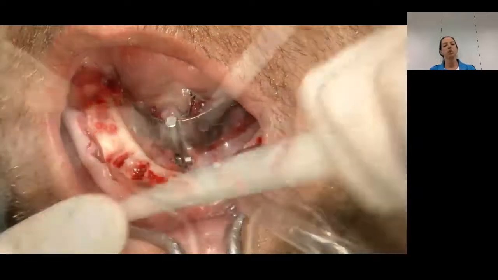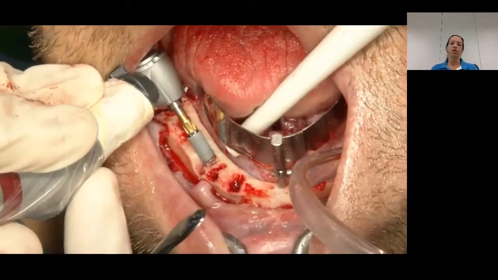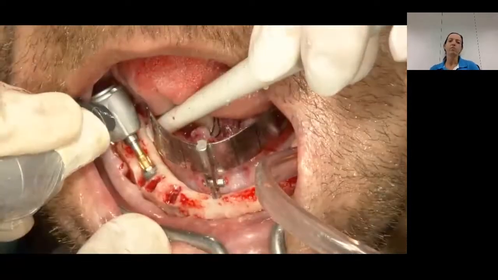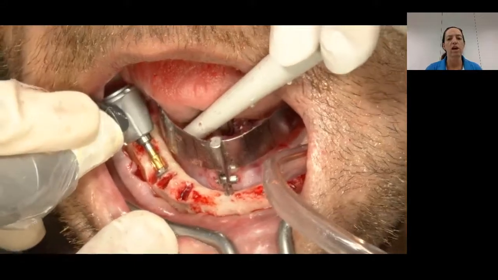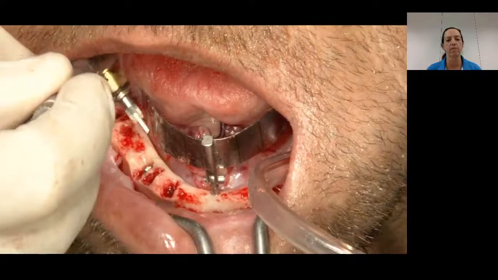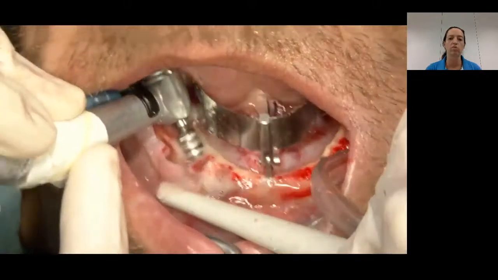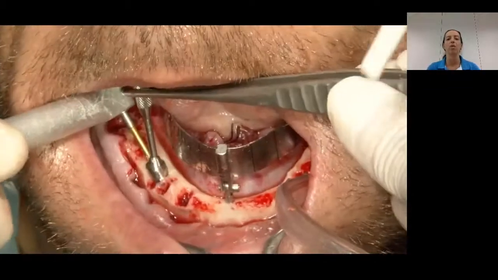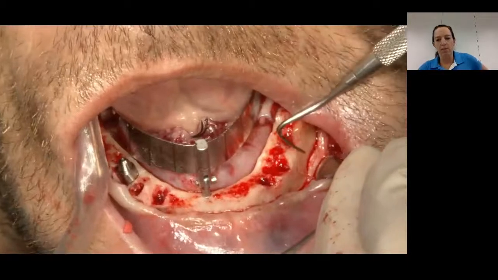In this case, we are going to use a Nobel Speedy Groovy implant, 4 by 13 millimeter, and we start to place it with 30 Newton, then with 50, and then when it locks with 50, we can go just a little bit by hand. The same thing, we use the bone mill to trim the bone around our implant head, and now we are going to connect a 30 degree 4 millimeter abutment.